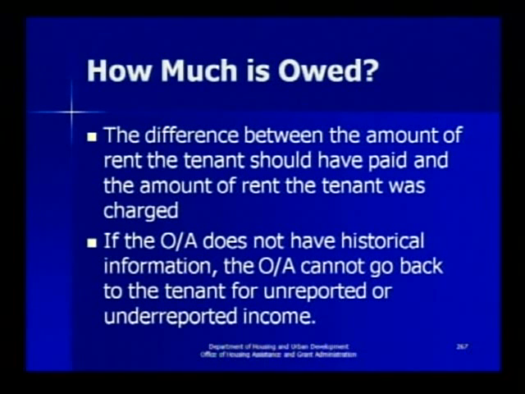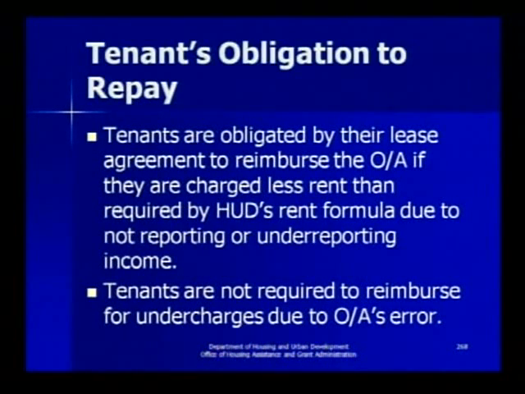Again, the owner and agent need to have this historical documentation, the 50059, and other documents in order to proceed with the process. The tenants are obligated by their lease to reimburse the OA if they are charged less rent than required by HUD's rental formula. The tenant is not obligated, however, to reimburse the OA for any undercharges in rent due to an owner-agent error.